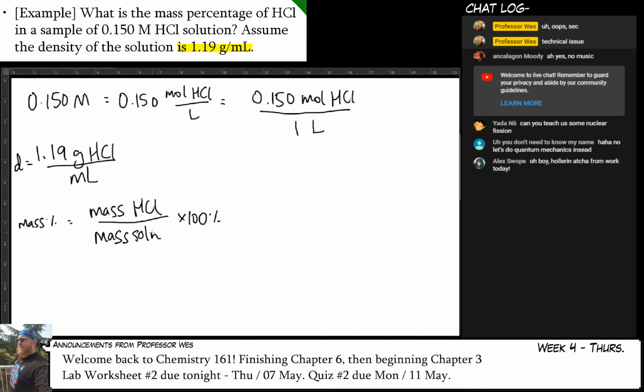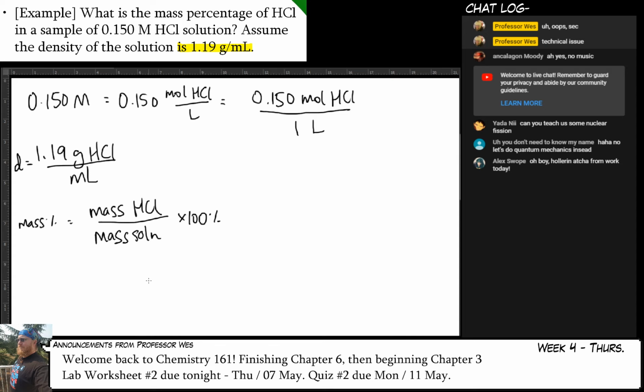Well, what I would do is I would take the molarity and times it by the volume if I knew what the volume was. How would I get the mass of the solution? Well, I would take the density and multiply by the volume if I knew what the volume was. There's an interesting commonality we have in here. What is the volume? Well, it doesn't say in the problem, does it? But do any of these properties change with volume?